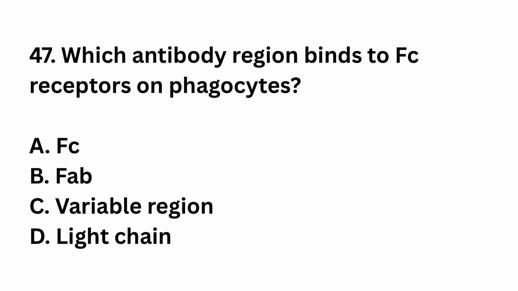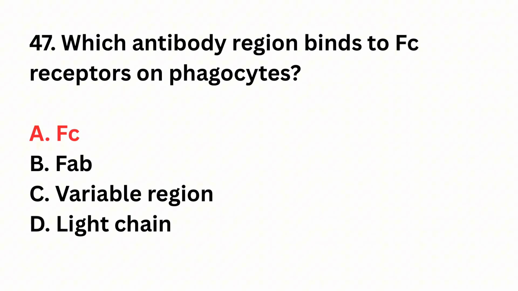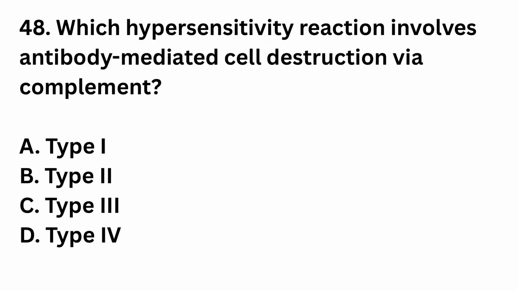Question number 47. Which antibody region binds to Fc receptors on phagocytes? Fc, Fab, variable region, light chain. The right answer is option A, Fc. Fc receptors on immune cells recognize this portion. It helps trigger phagocytosis.